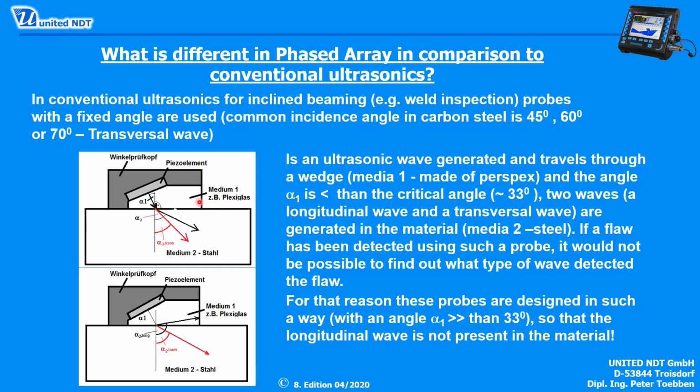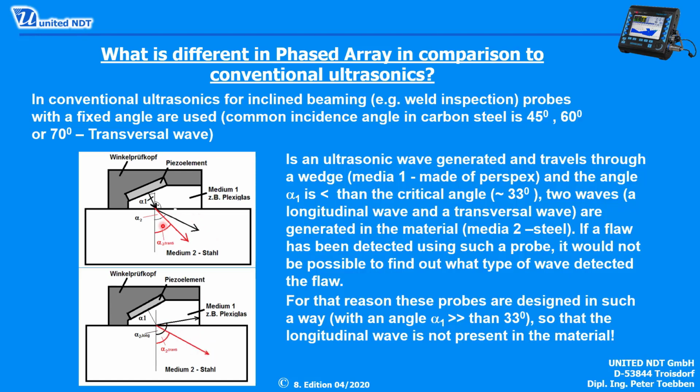So what has been done for conventional ultrasonic inspection with angular probes is that the angle has been increased above the critical angle, which is something like 33 degree, for example 45 degree, 60, 70. Those angles are the angles inside the material for the transversal wave. So you see in this picture that the longitudinal wave goes up here. It goes inside the wedge. It doesn't go back to the piezo element, so it is not visible on the screen itself. Only the transversal wave is present.